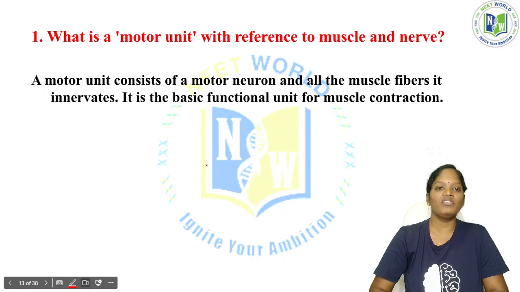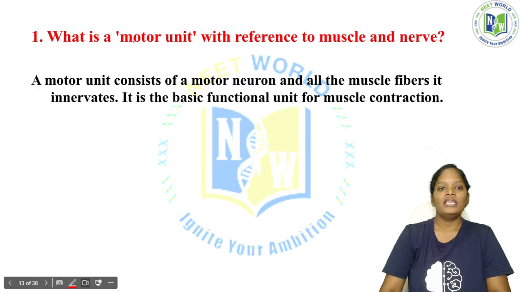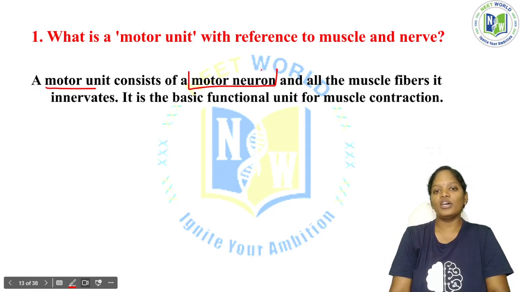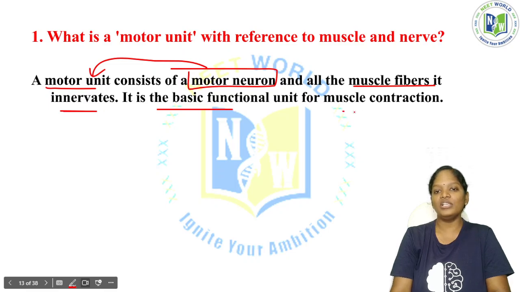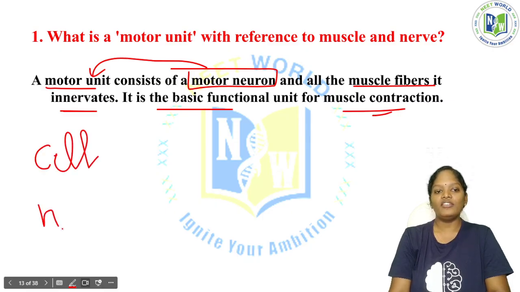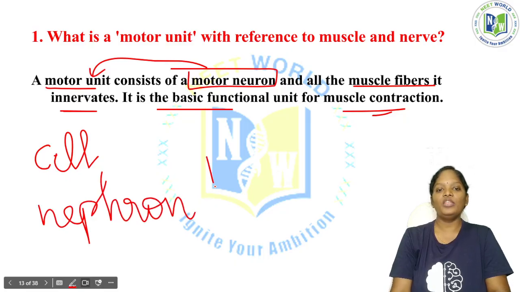The first question will be, what is a motor unit with respect to the muscle and the nerve? See, the motor unit is a unit which consists of a motor neuron. That is why the unit is called a motor unit, and all the muscle fibers it innervates. It is a basic functional unit for muscular contraction. We have said that the cell is the structural and functional unit of life. Nephron is the structural and functional unit of the kidney. Neuron will be the structural and functional unit of the brain.